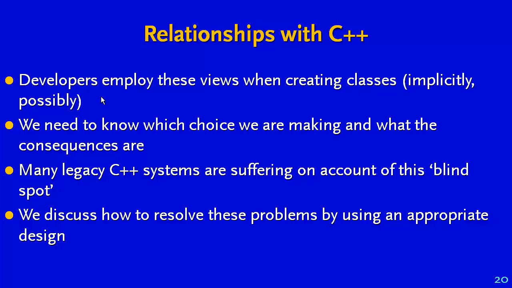Developers use these views when creating classes, either implicitly or explicitly, but you need to know which choice you are making and what the consequences are. So I'm using defining attribute hierarchies, prototypes, exemplars, or the explanation view. And many legacy systems with deep hierarchies are having these problems as well. It's a blind spot. So we have to use an appropriate design pattern, but that's for later on.